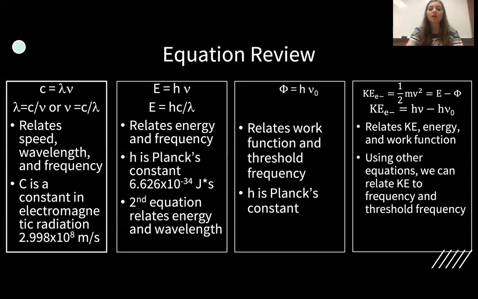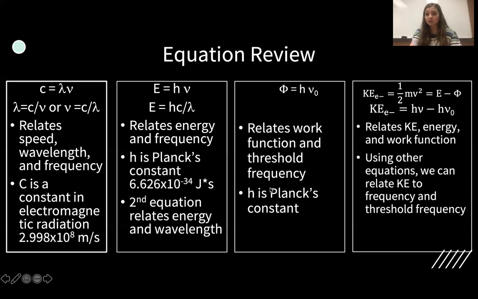Okay, this next equation is for work function, and work function equals Planck's constant times the threshold frequency. And like I said, this relates work function and threshold frequency. Remember, h is Planck's constant, which is over here.